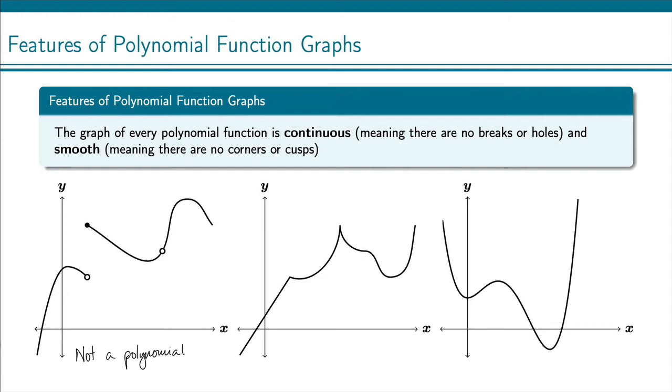The next feature we want to look at is smoothness, okay? So the graph of every polynomial function is also what we call smooth, and this means that there are no corners or cusps. They're nice gradual changes and turns.